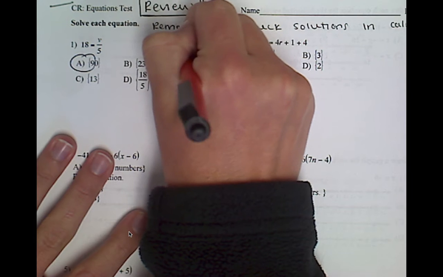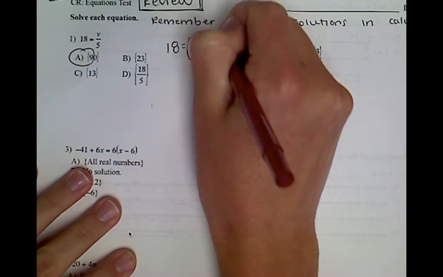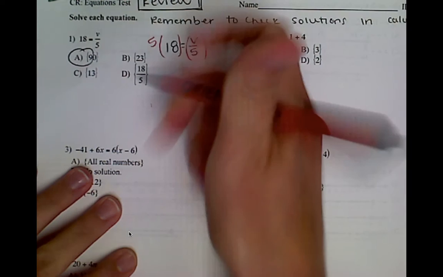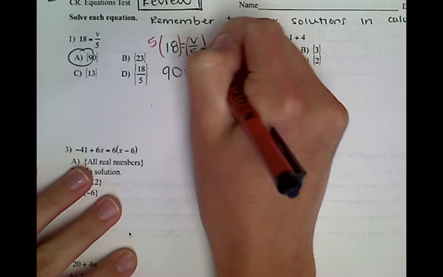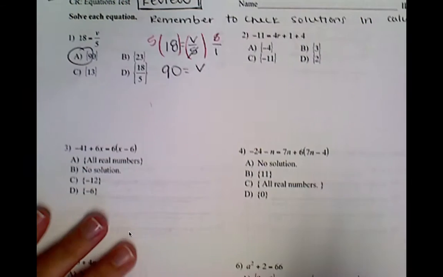Okay, 18 equals V over 5. V's on the right side, and with it on the right side is a 5. The 5 is dividing. The opposite of dividing is multiplying. And 5 times 18 is going to be 90 equals, for every 5 on the bottom, you can cancel the 5 on the top, and you're left with V.